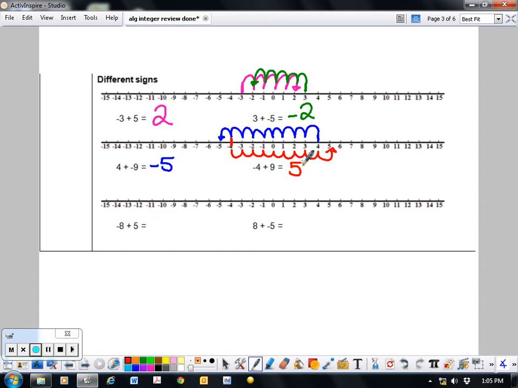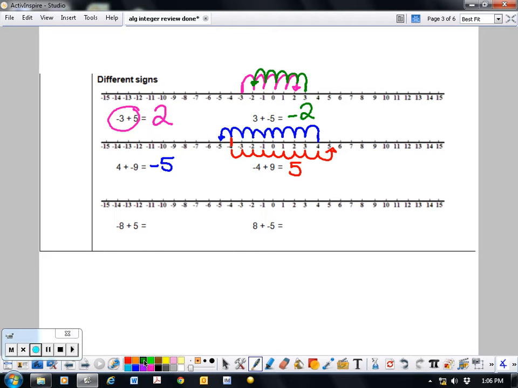Now, if we look at the patterns here that we're seeing, we're obviously not adding the numbers together in the traditional sense. Like I'm not adding here 3 plus 5 to get 2. Because they're different signs, I actually end up doing a kind of subtraction. And so we can take a look at the bigger number minus the smaller number. So my bigger number 5, and I'm subtracting the smaller number 3. And so my answer is 2.